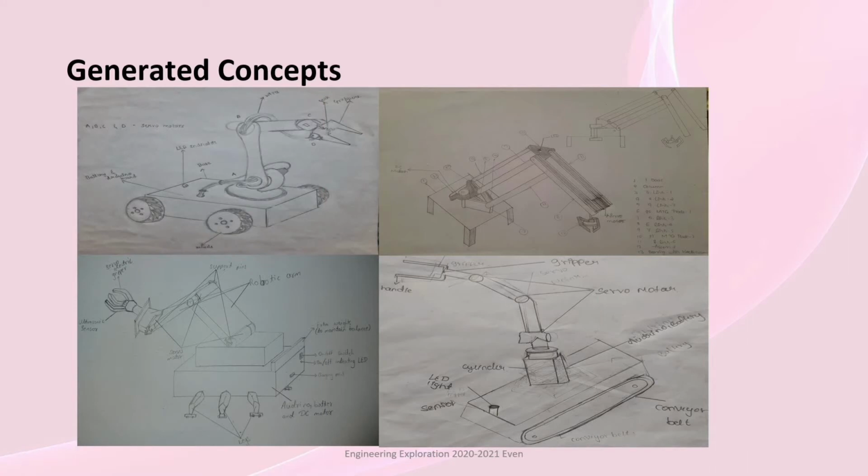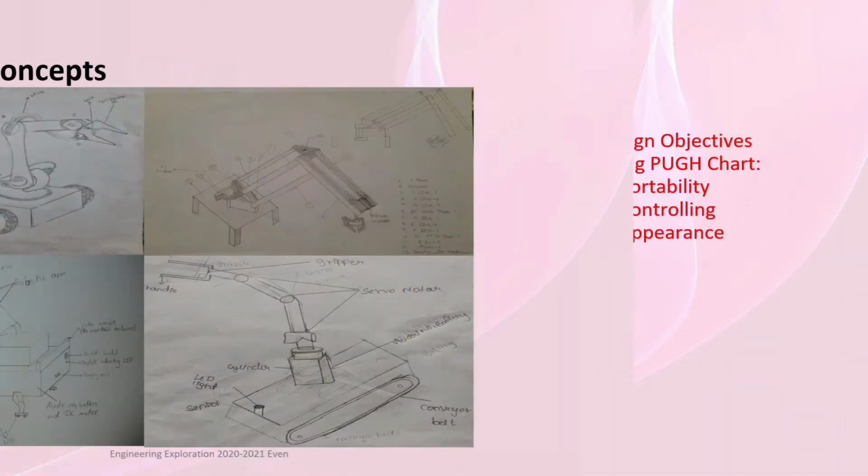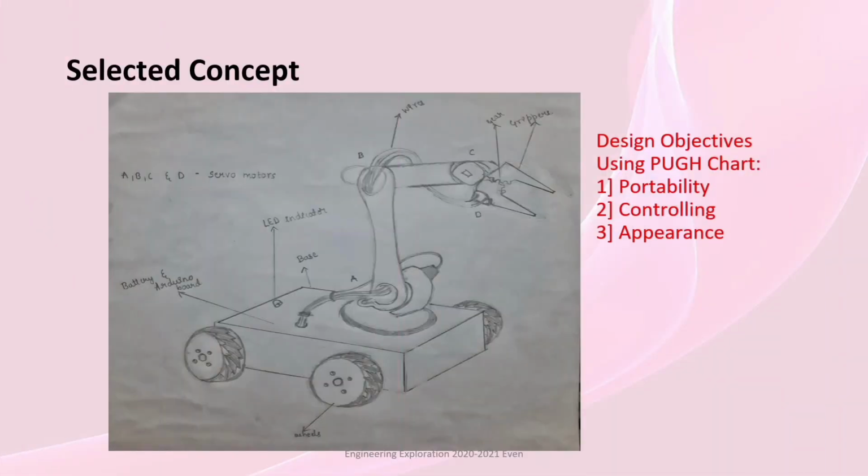These are the 4 generated concepts of our need statement. Each of them is unique and can be used to perform the required operation, and they work on different mechanisms. We have selected this concept from above 4 generated concepts by taking the help of bug chart considering portability, controlling and appearance as the design objectives.